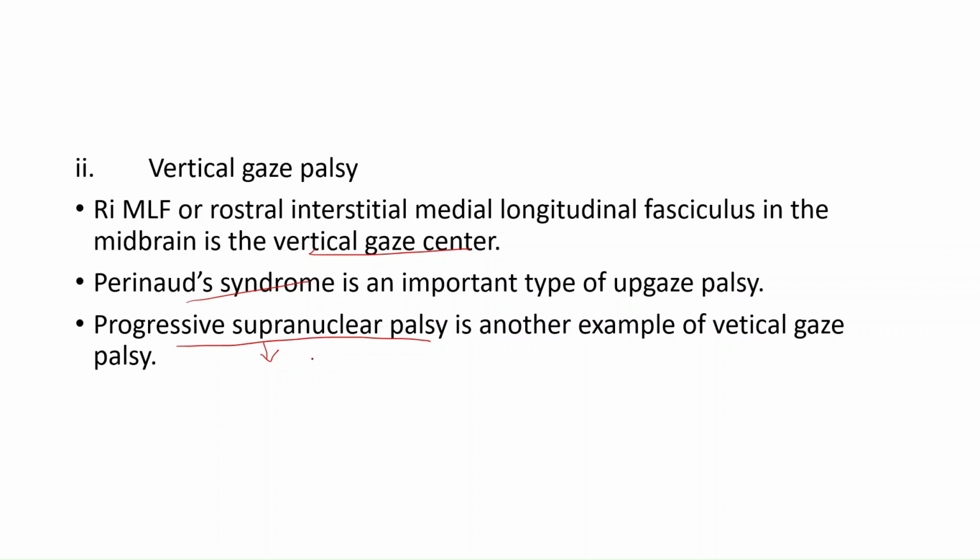The patient is unable to walk because he is not able to perform vertical gazes. He is not able to write because the eye cannot move up or down. So these are the common causes of vertical gaze palsy.